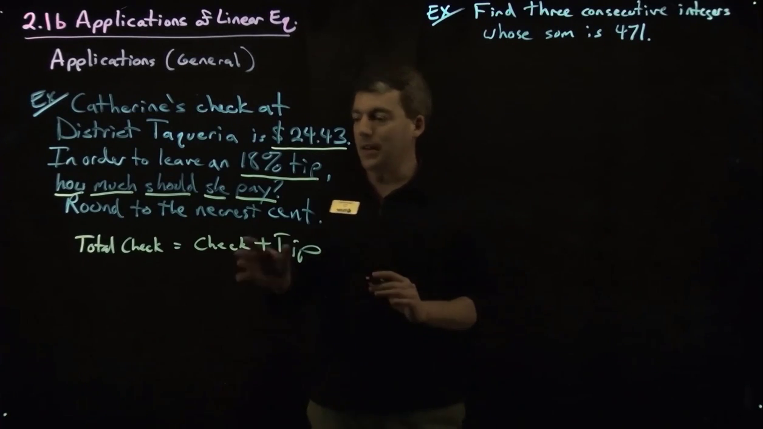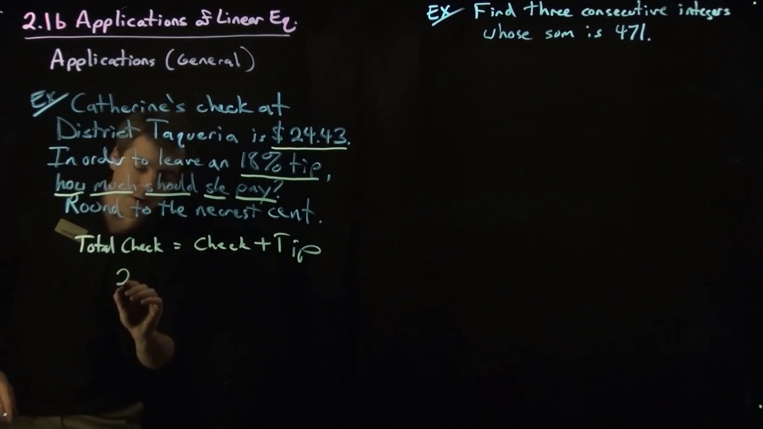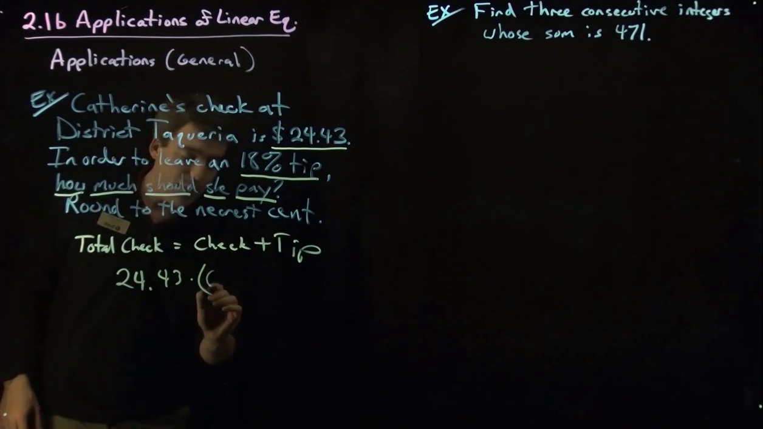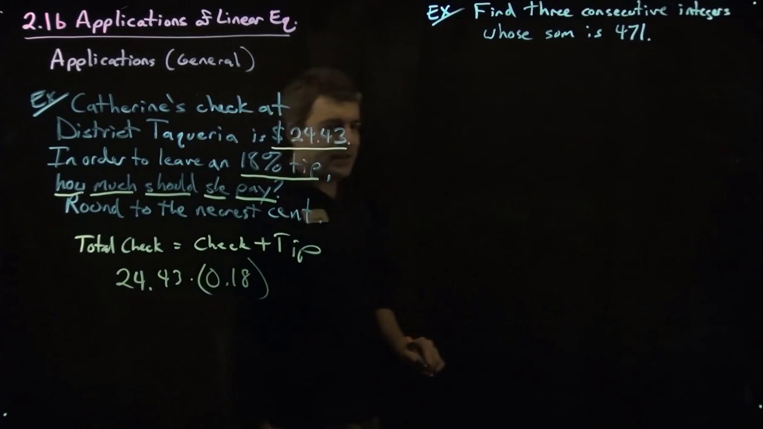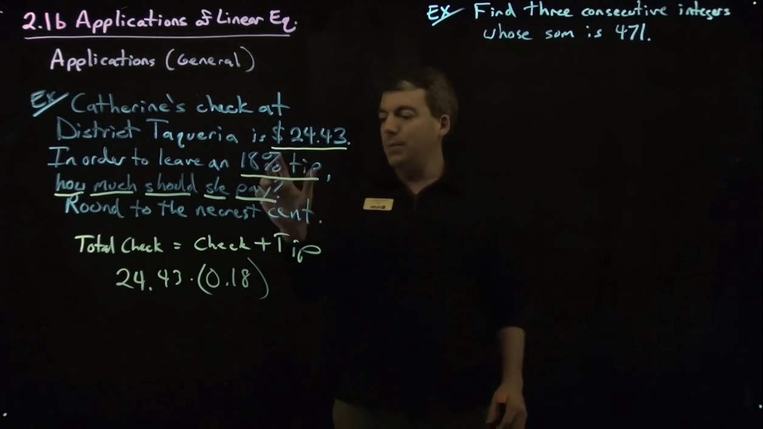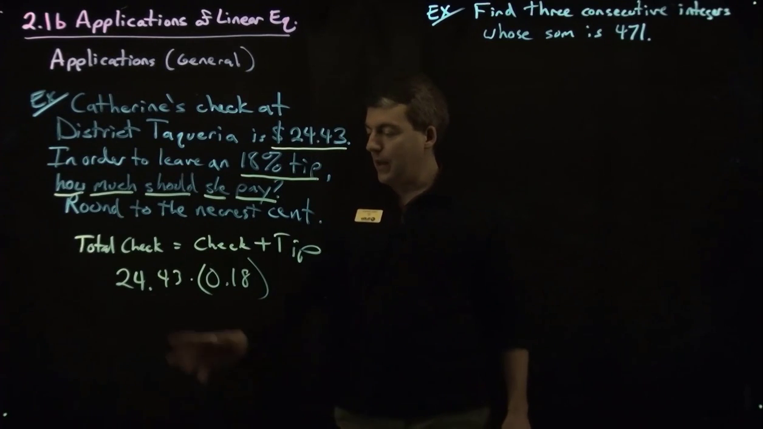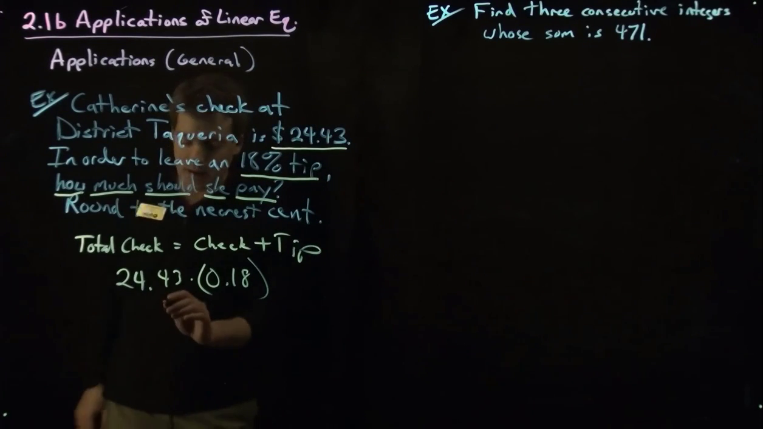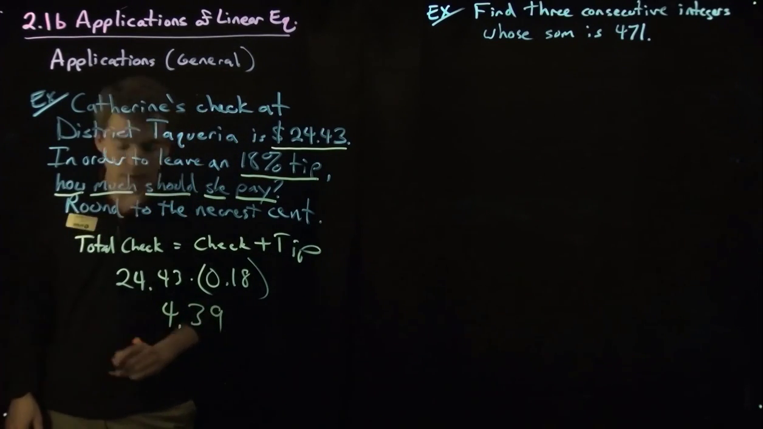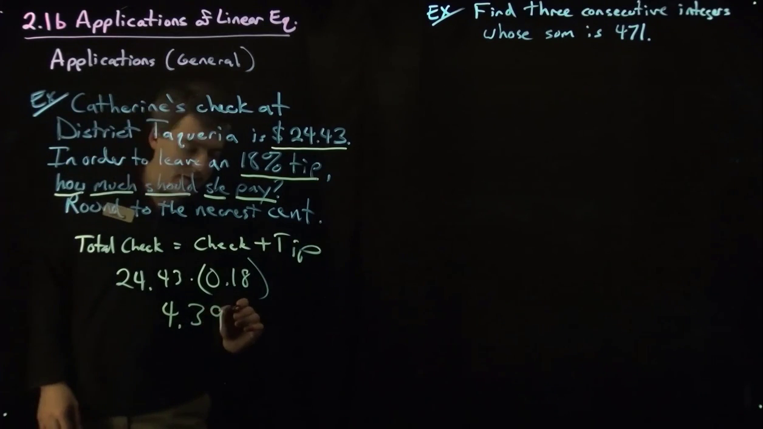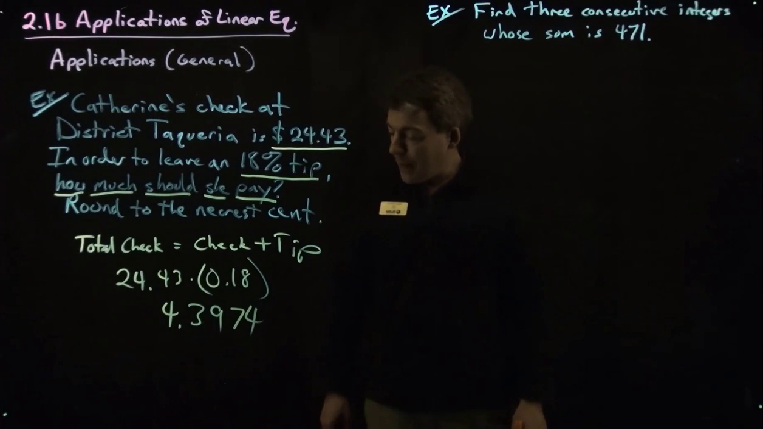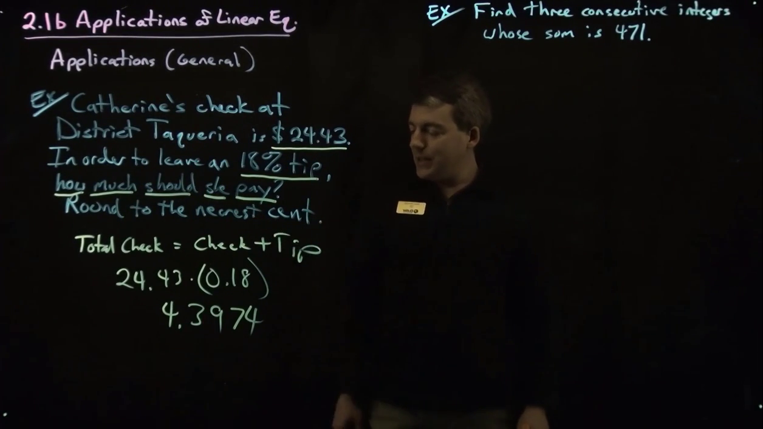Okay, so let's calculate the tip. The tip is going to be $24.43 times 18%, which we will express as a decimal. I'll do that, makes it easier to plug into a calculator. So 18% is 0.18. All right, now we need to calculate what $24.43 times 0.18 is. I have that. That is $4.3974.